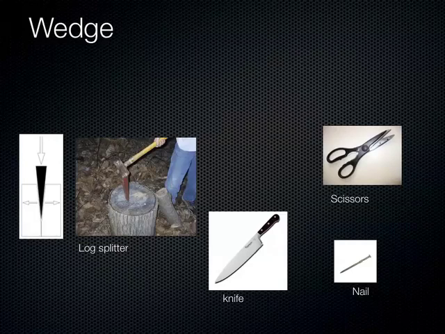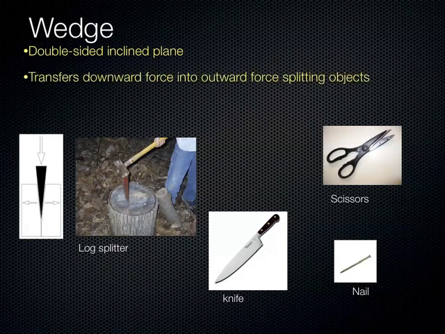One is the wedge. A wedge is basically any blade. You can think of a wedge as a double-sided inclined plane. A wedge like this changes the direction of force and also multiplies force. A wedge can transfer a downward force into an outward force, which can split or cut an object.